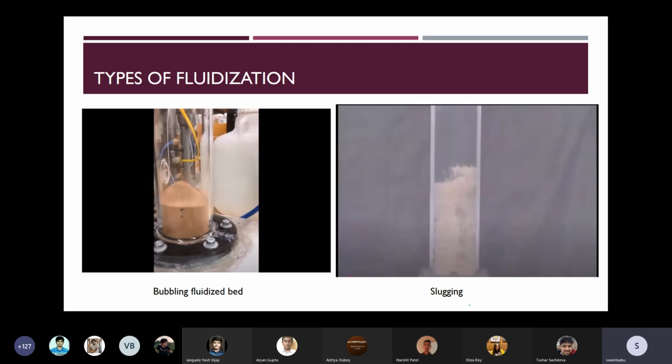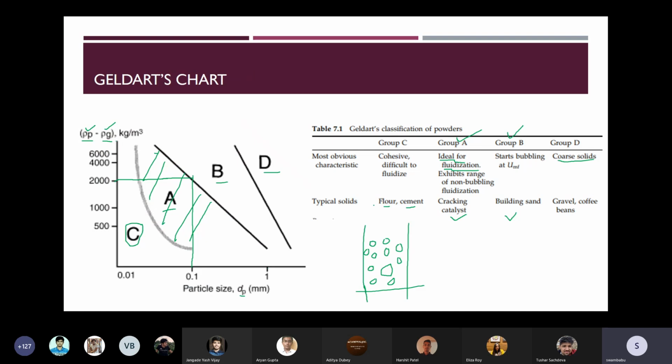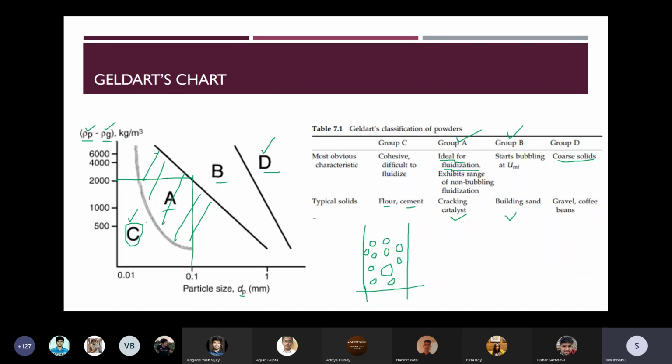That's why type C is not recommended for fluidization. Type D is not recommended because it requires high fluid flow rates and a high amount of energy for fluidization. Type C leads to slugging or spouting. That is why it is recommended to use A and B. A and B types of powders are recommended for fluidization.